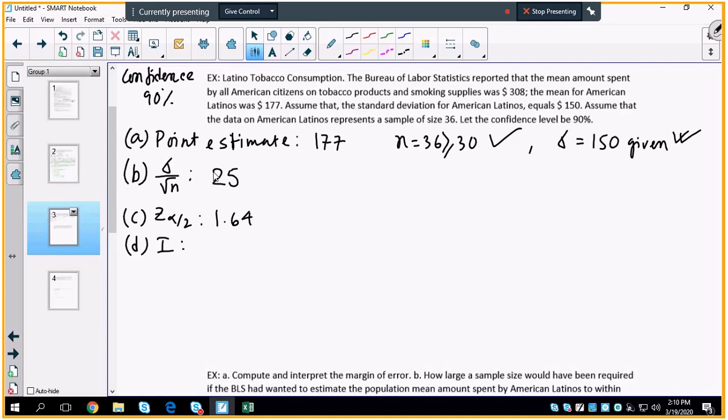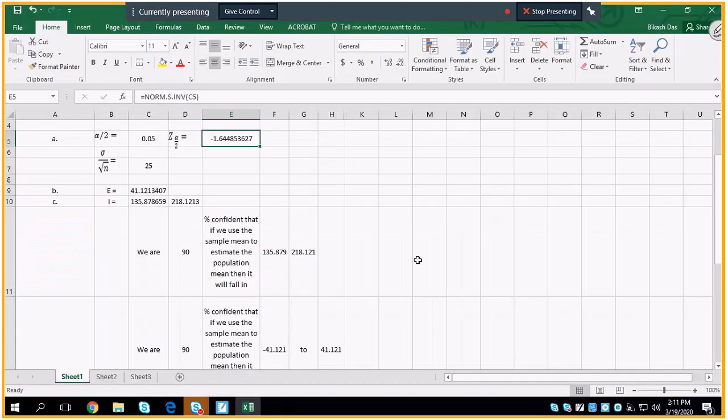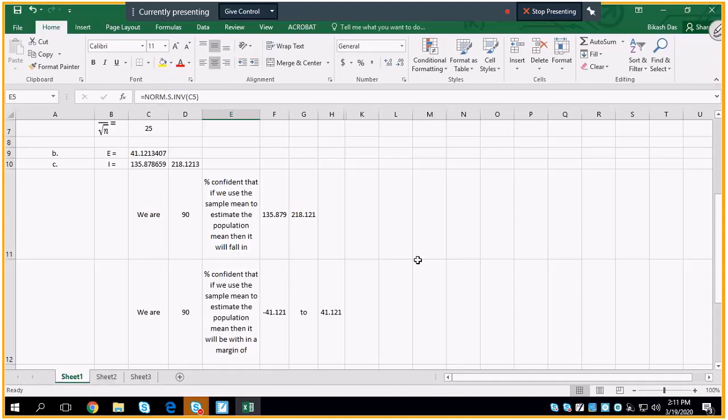Confidence interval. It has found out the margin of error and confidence interval as well. In fact, it kind of does the interpretation too. So when I talk about the confidence interval, you see here, we are 90% confident if we use the sample mean to estimate the population mean, then it will be within the margin of negative 41.121 to 41.121. And the confidence interval is from 135.878659 to 218.1213. So round both of them to 4 decimal places.